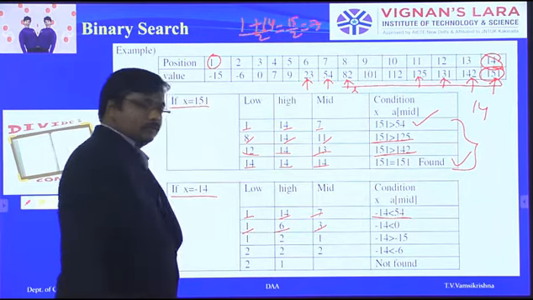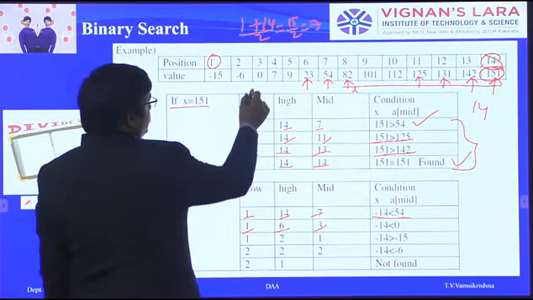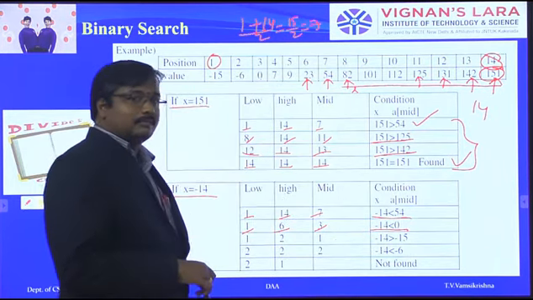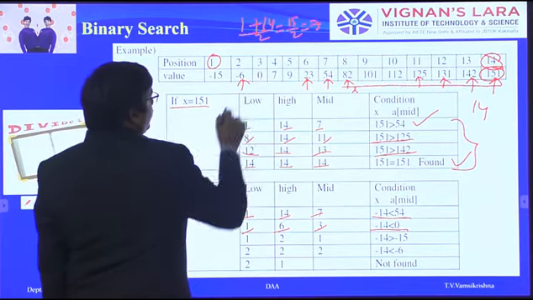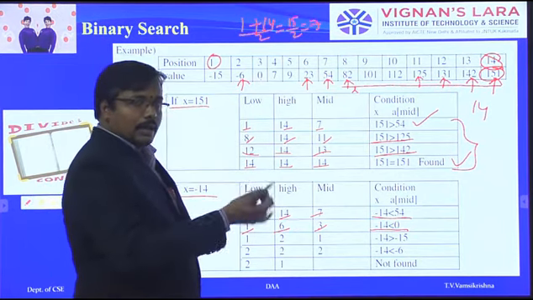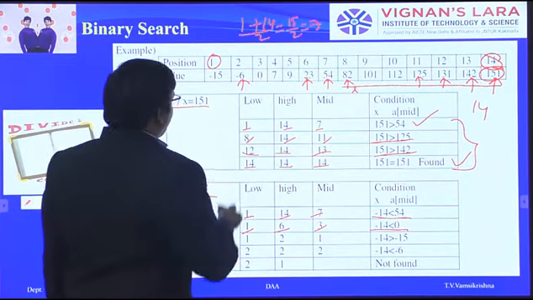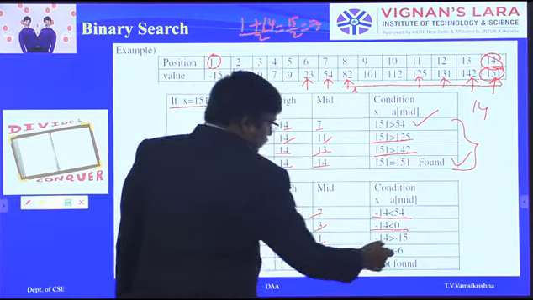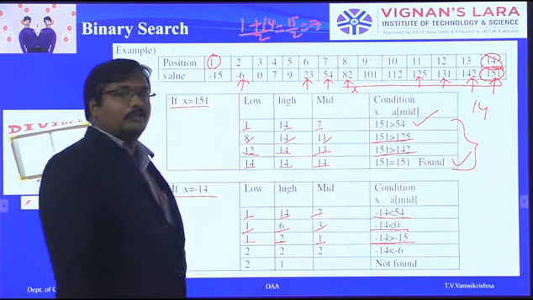Again calculating the mid, 3. So the third position element is 0. So compare with 0. Again it is less. So obviously the high pointer comes to before the mid position. So 2, 1, 2, 1. So we are comparing with minus 14 and minus 15.